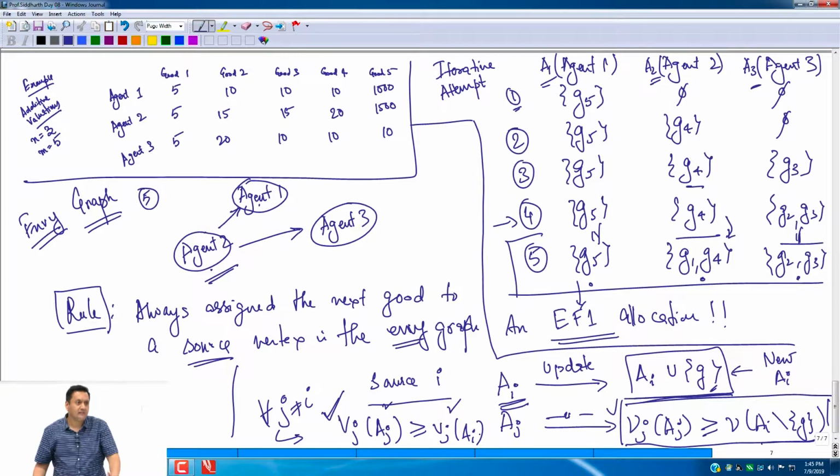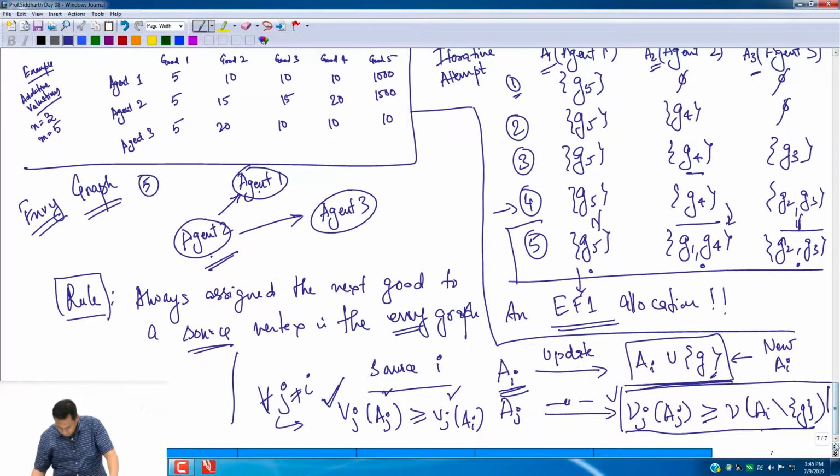So in particular, this means that if I had an EF1 partial allocation, then even after I assign the next good, the new partial allocation that I have will continue to be EF1. There's one case that I have overlooked, which is what? So I need to also argue that it continues to be EF1 for I, right?